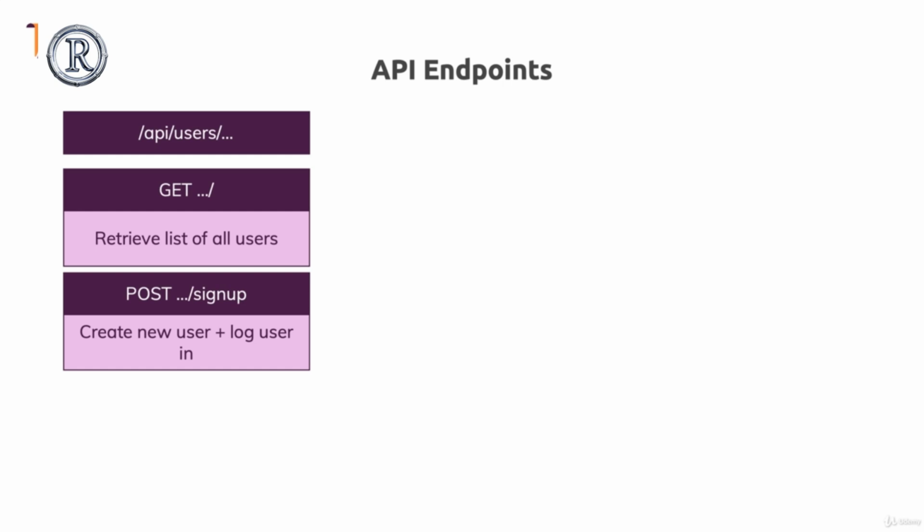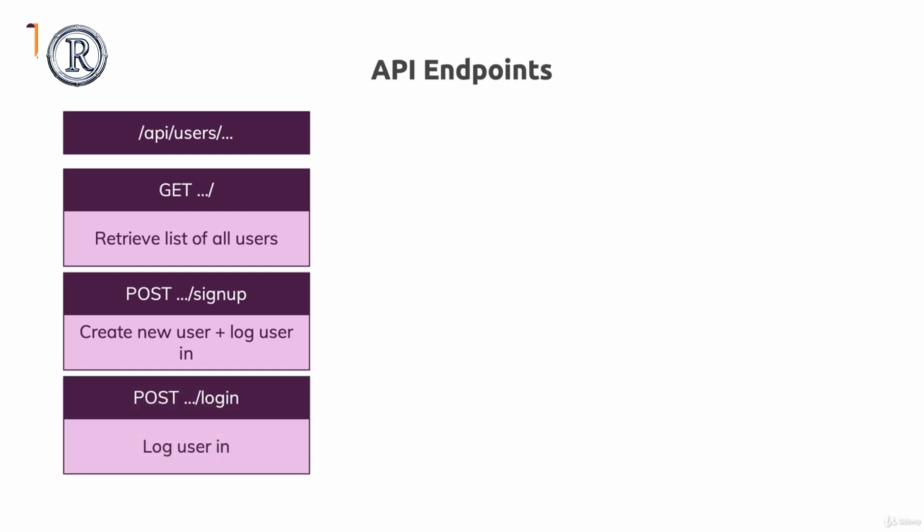When we send a post request to /login, we'll just log the user in. So I expect to have a password and email attached to that request. And then we'll skip the creation part because we assume this user already was created. We just try to log the user in. So these are our user-related routes.